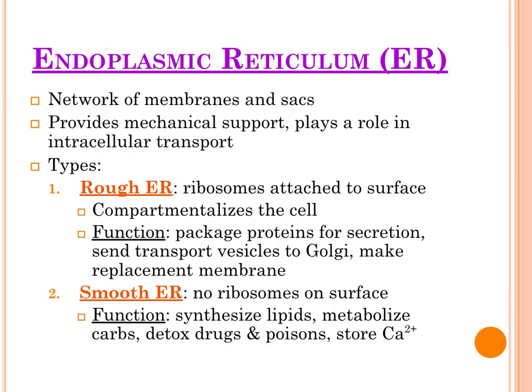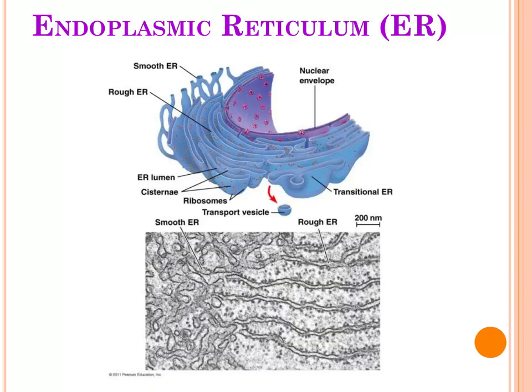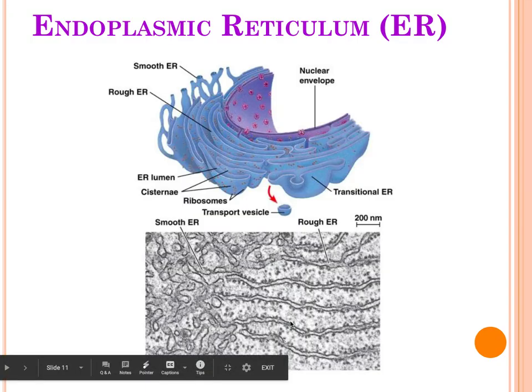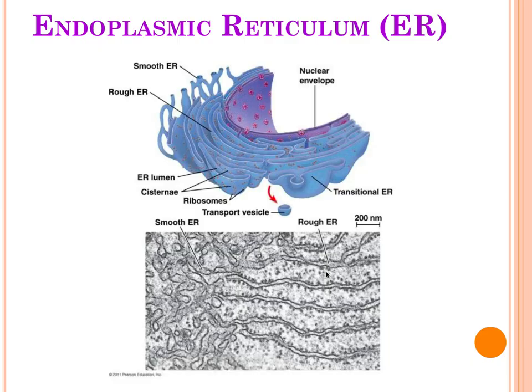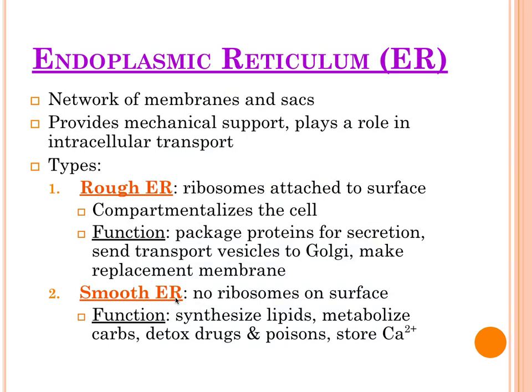There are two types. There is the rough ER, and the rough ER is called that, as you can see, because it has little ribosomes all over it. And the smooth ER, which generally takes on a more tubular shape, more tube-looking, and it does not have any of the ribosomes. And this is an actual micrograph, so a picture from a microscope, probably taken with a transmission electron microscope. And you can see the rough ER has the ribosomes attached, and the smooth ER does not. All right, so both of them compartmentalize the cell.